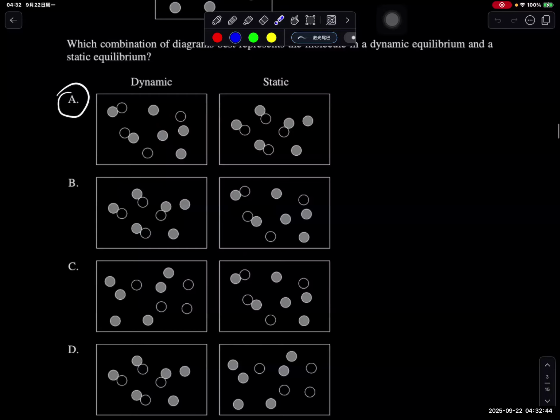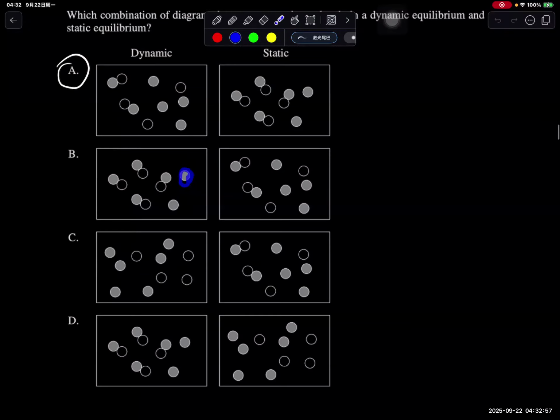Whereas say B, it doesn't go in the forward direction because there's no black atom by itself that can be combined with these gray atoms. And C can combine them, but there's no combined molecule being split apart, so it can't be reversible. Same thing with D.